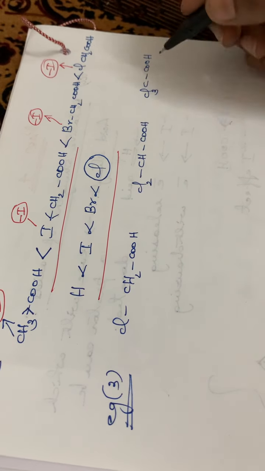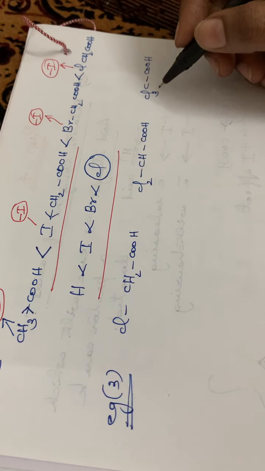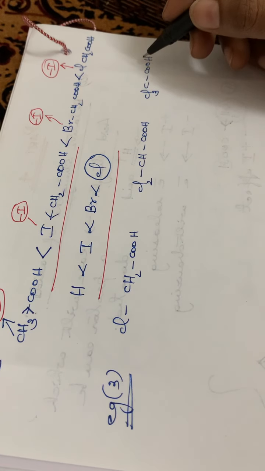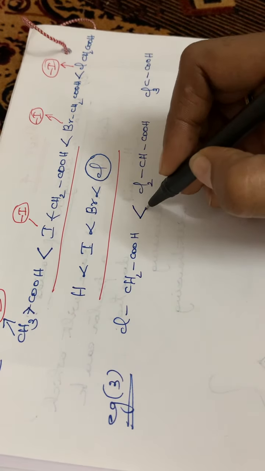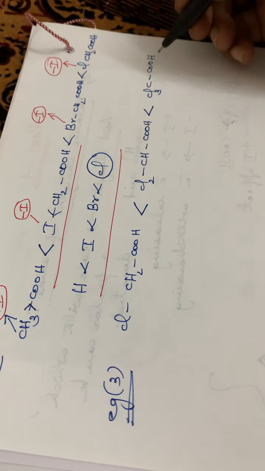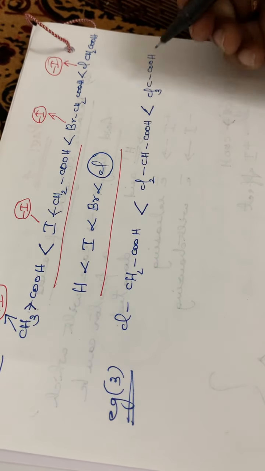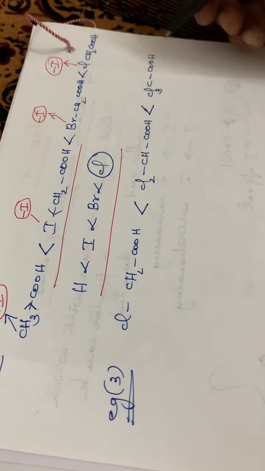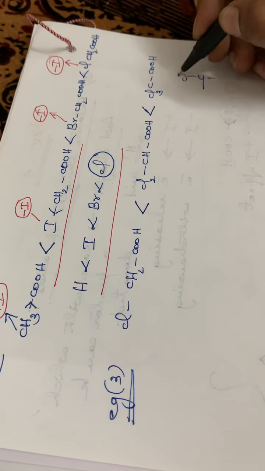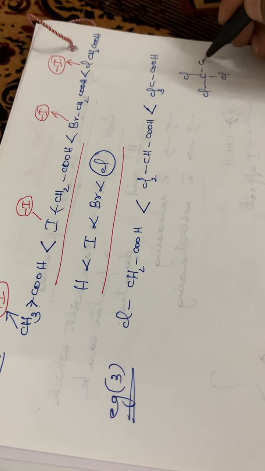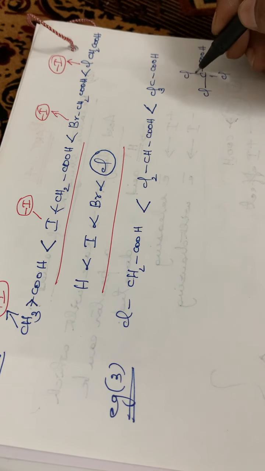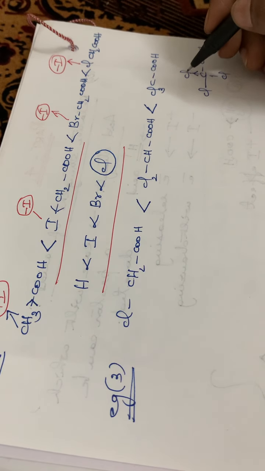Normally, Cl3 will have the maximum acid strength. Okay, so chloroacetic acid less than dichloroacetic acid less than trichloroacetic acid. That means here 3 Cl groups are there, isn't it? CCl3. 3 Cl groups are there. So the electron withdrawing effect is maximum for this.